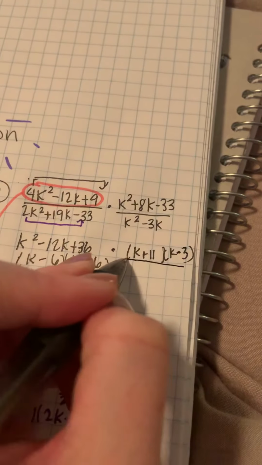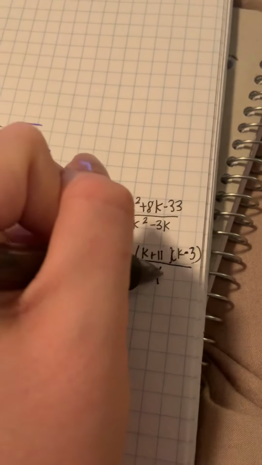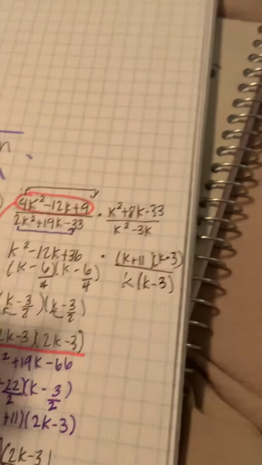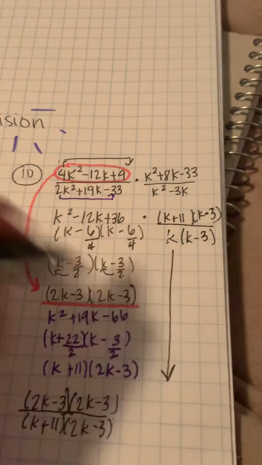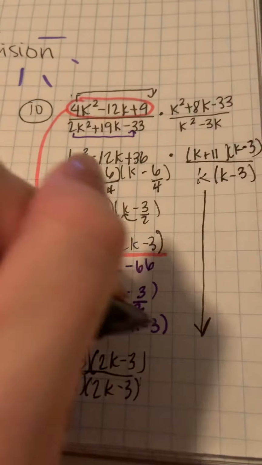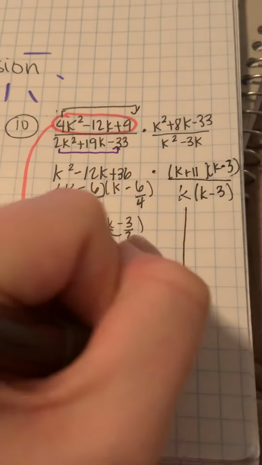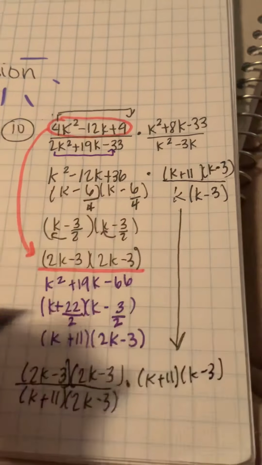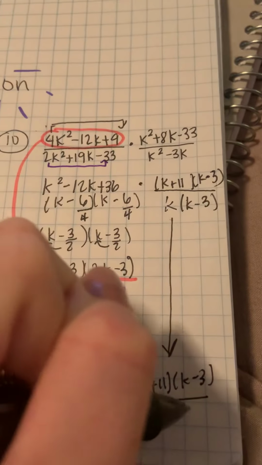And in the denominator, I'm going to check for my GCF. K goes out in front, and k minus 3 goes in the back. Okay, and I'm going to go ahead and just bring this down so that we just have one expression over here. So that's going to be times k plus 11, k minus 3, over k times k minus 3.